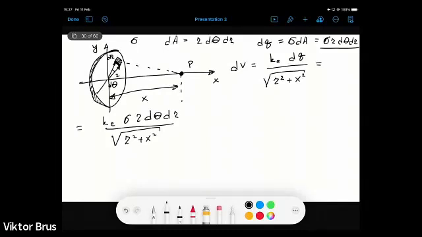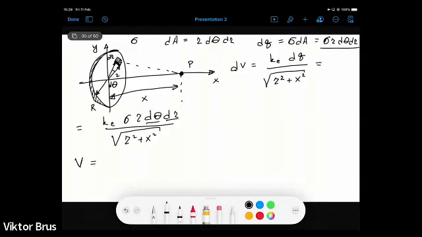Let's assume that the radius of this disk is capital R. Now, in order to integrate all over the surface, we need to use two integrals, one along r, because we have two variables here, two differentials, dr and d theta. It will look as follows.